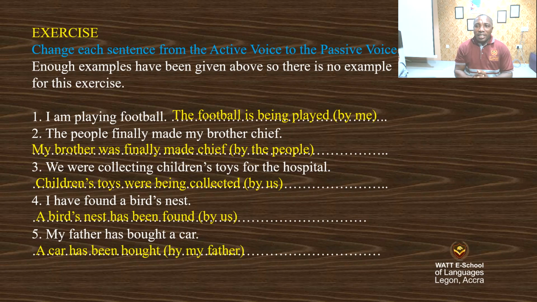Now let's quickly read the sentences once again. The football is being played by me. The "by me" can be left out. My brother was finally made chief by the people. But the people can be left out. Children's toys were being collected by us. By us can be left out. A bird's nest has been found by us. By us can be left out. A car has been bought by my father. By my father can be left out.